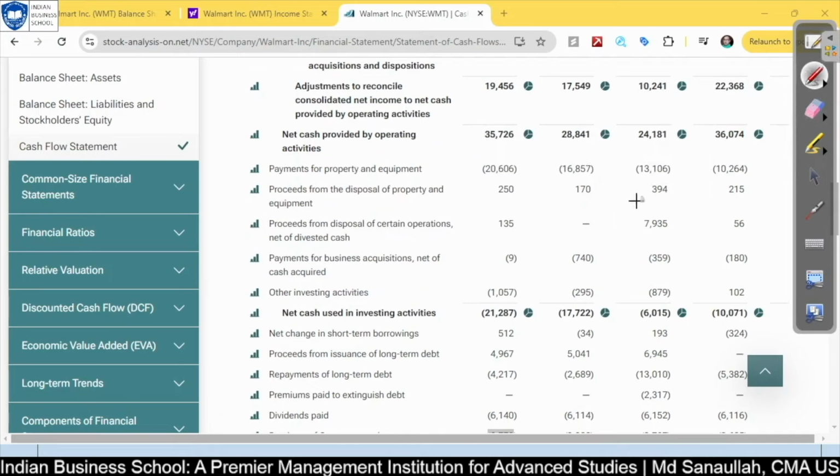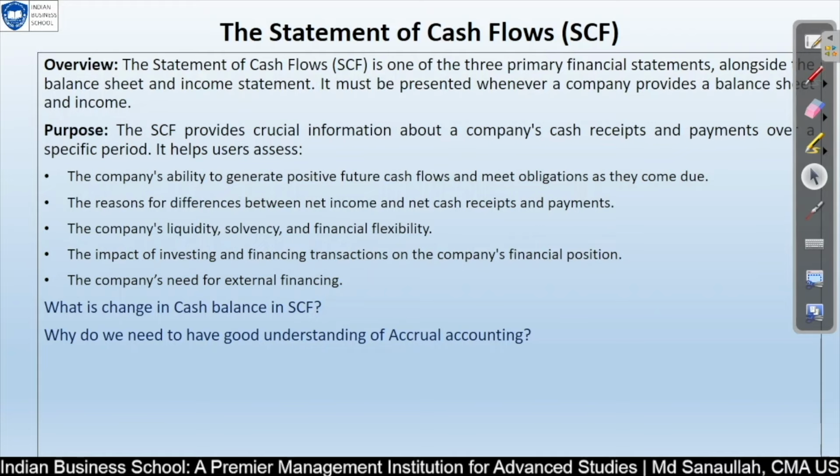Now we will jump to the PPT and try to understand a little bit more about cash flow. This cash flow topic will go on for long. Maybe I will take 4 or 5 sessions to make you understand in depth as much as possible, so be ready for that. Now we will understand a few theory parts.